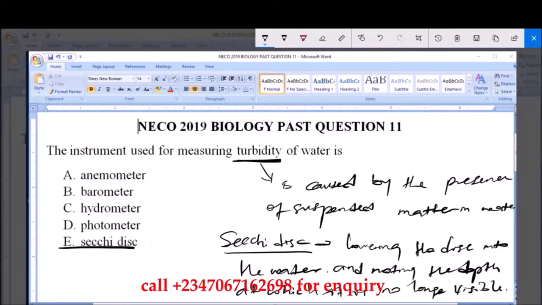the turbidity can be estimated. The turbidity of the water can be estimated. So therefore, the Secchi disc is what is used to measure turbidity. Now, anemometer here, which is option A, is actually used to measure the speed of wind.